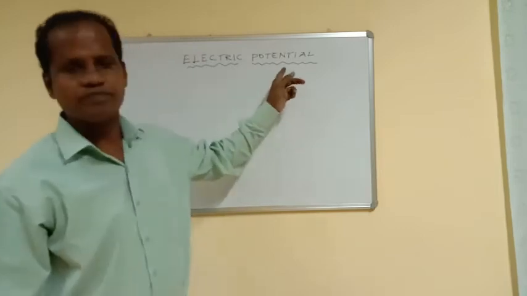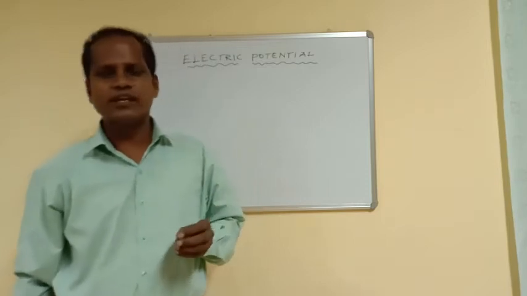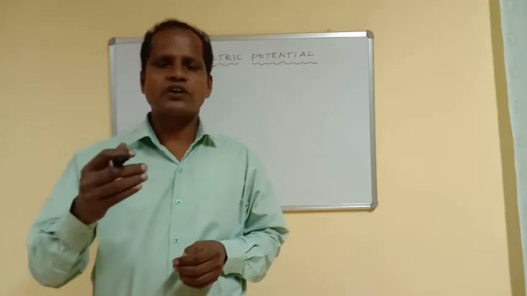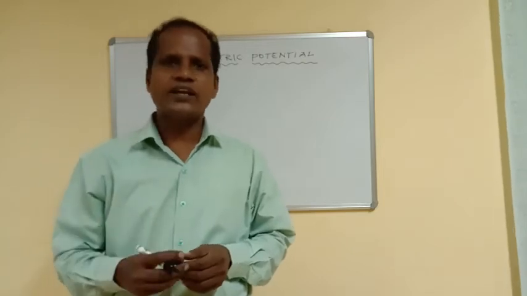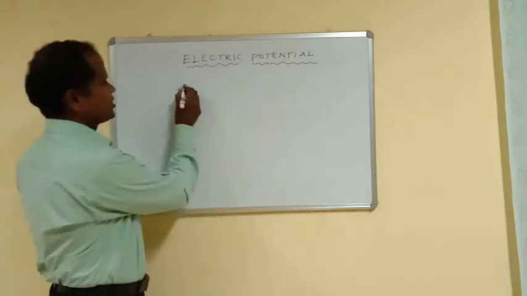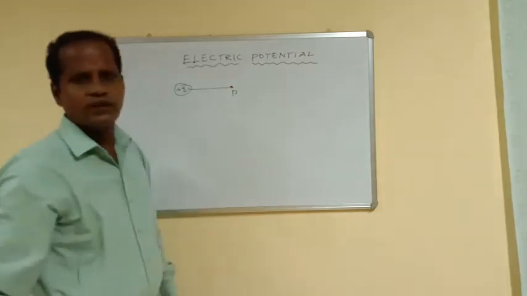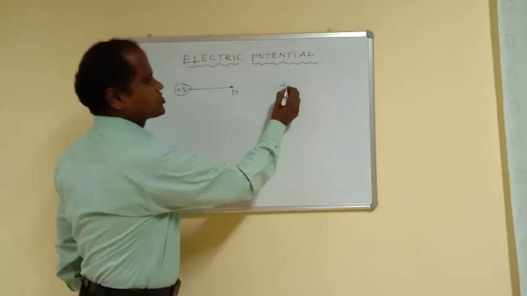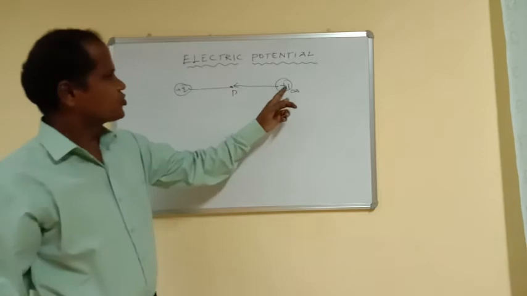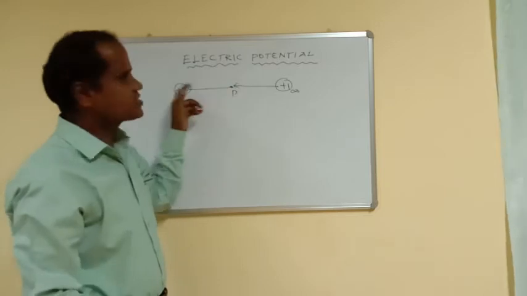What is electric potential? This electric potential is nothing but the work done in bringing a unit positive charge from infinity to that point with a constant velocity against the electrical repulsive force. Suppose you are having a point charge plus q here, and you want to know the potential at a point P. First you have to bring a unit positive charge from infinity to that point. To bring this unit positive charge, we have to do work against the repulsive force of this point charge.